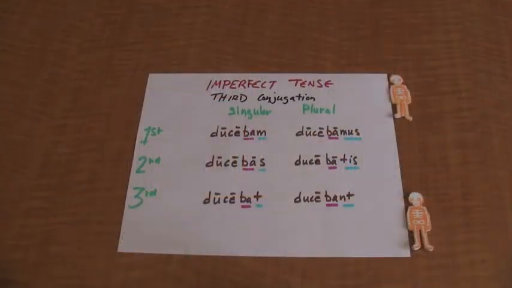The imperfect is a bit more reasonable. For the imperfect, take the stem of the third conjugation verb, but lengthen that E. Then follow the same rule we saw for conjugations 1 and 2. Stem plus the letters BA plus the personal endings. Dūcēbam, dūcēbās, dūcēbat. Dūcēbāmus, dūcēbātis, dūcēbant.